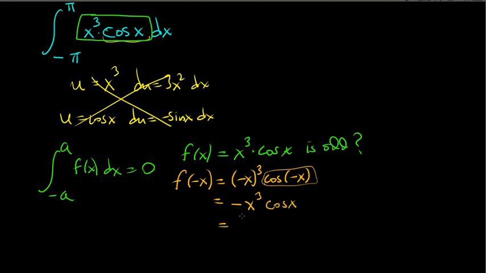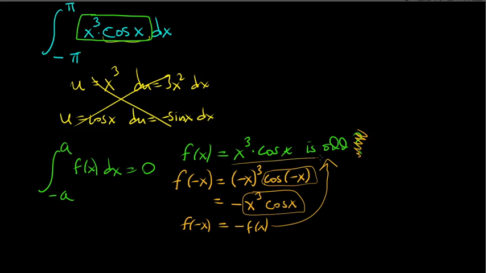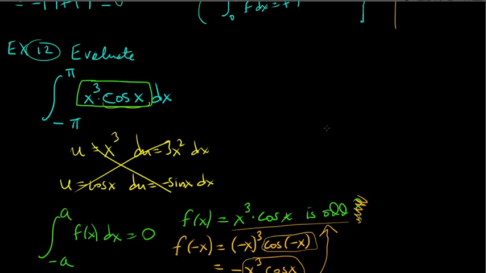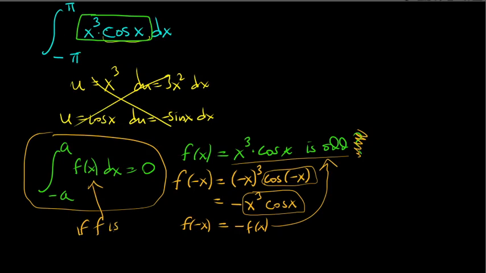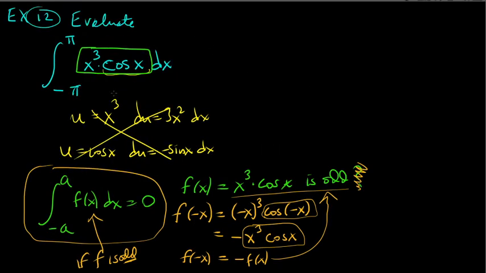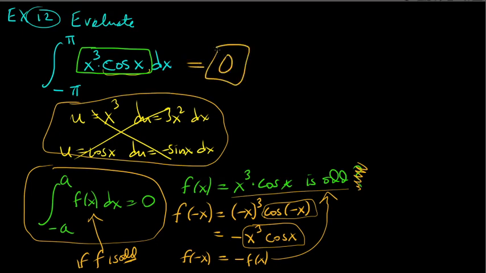Well, what is this? This is just negative f of x, right? So f of minus x equals negative f of x. That means the function is odd. So we can erase the question mark and say that this is odd. And if it's odd, well, by this rule here, again, this is only true if f is odd. Luckily, it is. So the answer to the problem, without doing any complicated substitution or any weird technique that we don't know about yet, is just equal to 0.